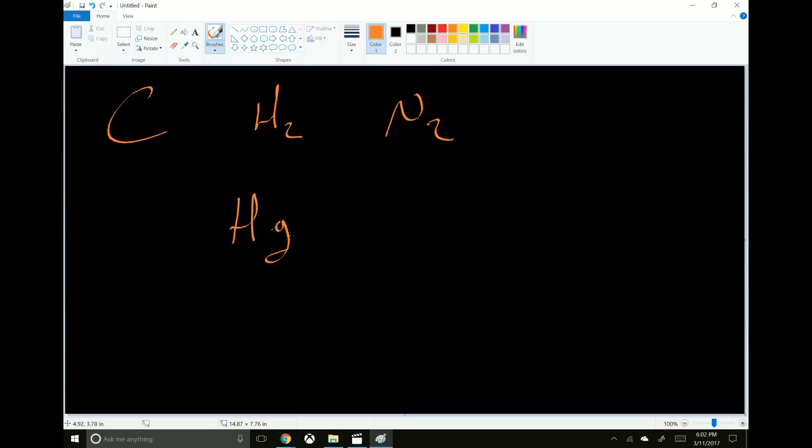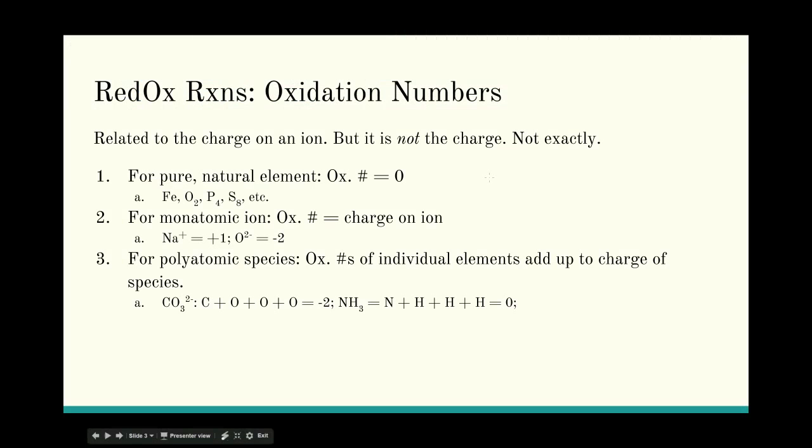Note that this ignores the state of matter. It doesn't matter if it's solid, liquid, or gas. The oxidation number will still be 0. For a monatomic ion, the oxidation number is very straightforward. It's just the charge on the ion. So sodium 1+, the oxidation number is 1+. Oxygen 2-, the oxidation number is 2-.